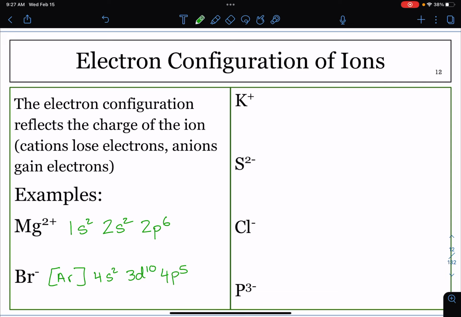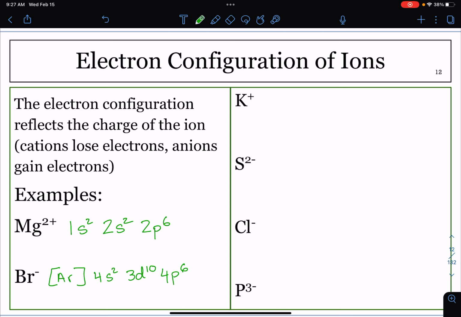This is the electron configuration for neutral bromine. When bromine becomes an ion, it gains an electron. We cannot put the electron in the 4s subshell as it is already full. Same with the 3d subshell. We have to put this last electron in the 4p subshell. This is now the electron configuration for the ion of bromine.